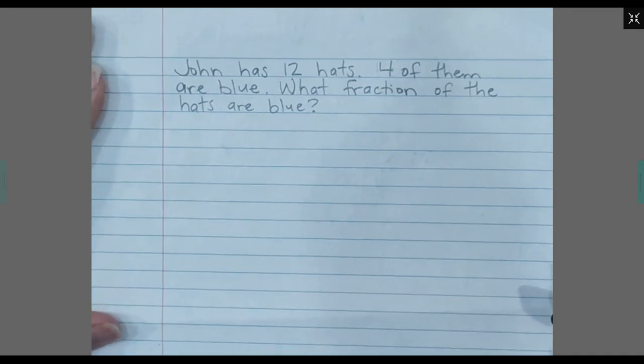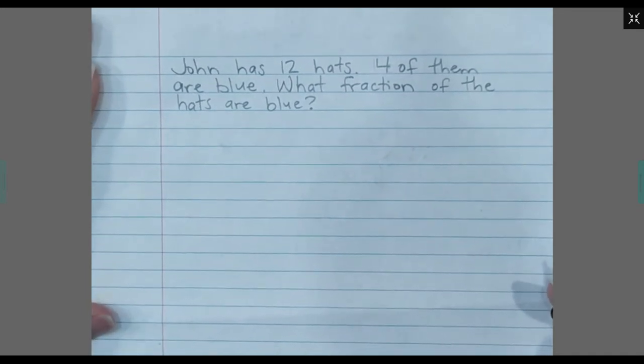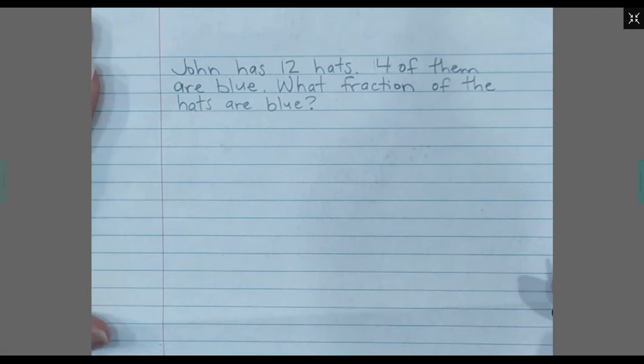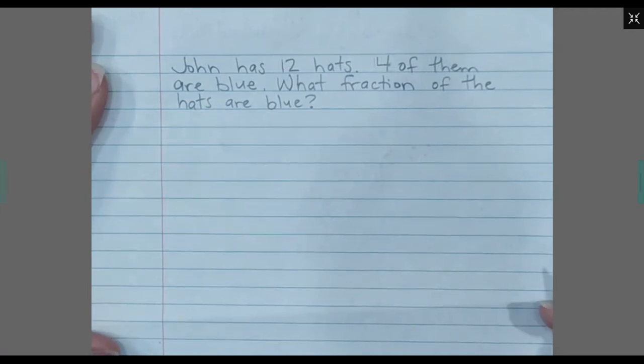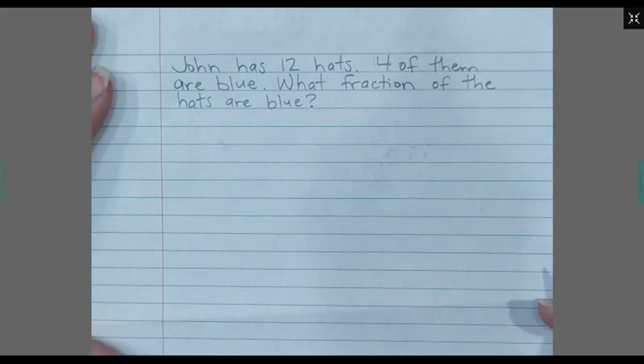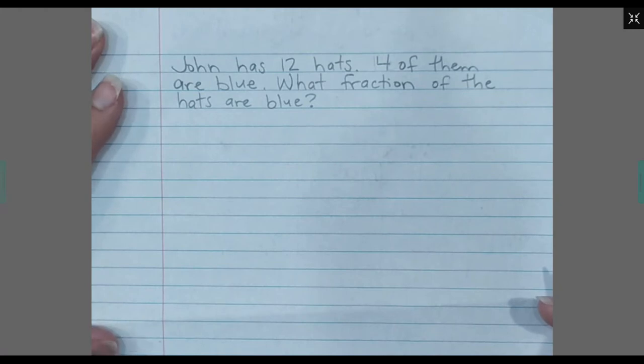In this tutorial, we're going to look at a word problem and we're going to solve it several different ways. We will solve it on a number line, we will solve it drawing equal groups, and we will solve it with a whole, breaking it into different parts.